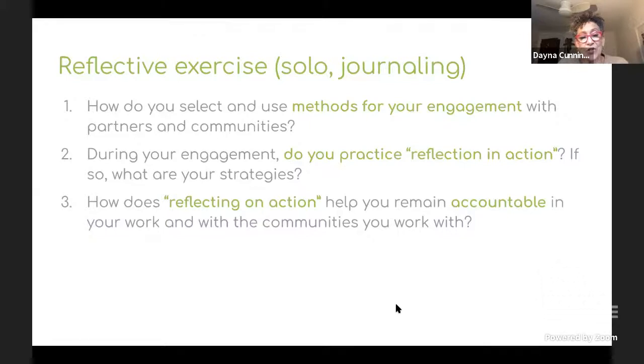The last question is, how does reflecting on action, so this is after the fact, looking back, help you remain accountable in your work and with the communities you work with? Again, feel free to add your thoughts to the chat.